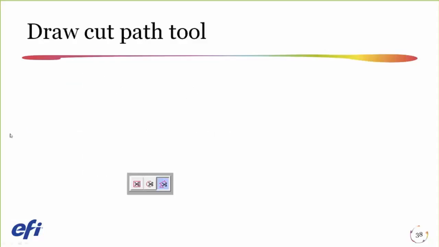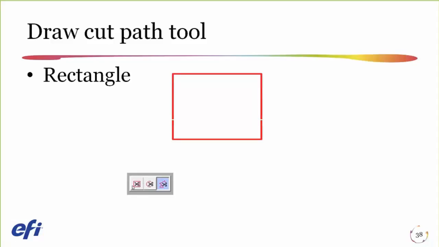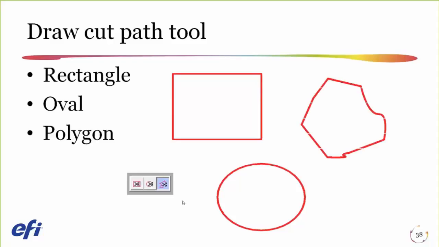Let's begin by taking a look at the draw cut path tool. It's a little scissors icon. As you can see, we've got the rectangle icon, where we just simply draw rectangles. The oval, where I can draw circles or ovals, or the ever-popular polygon, where I'm drawing Bezier curves. I'm drawing straight lines or curved lines, whether I'm dragging the line.